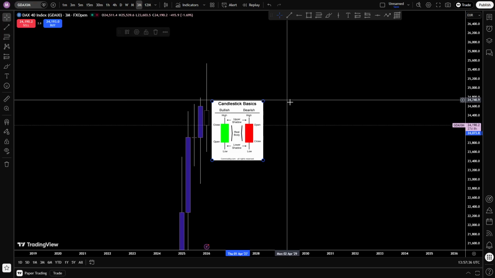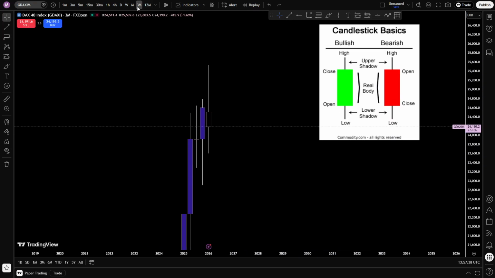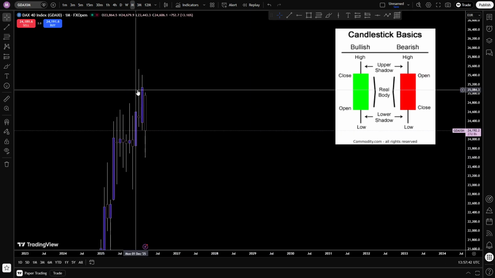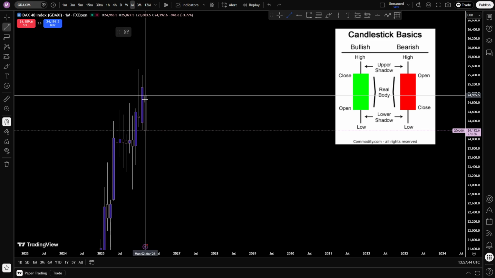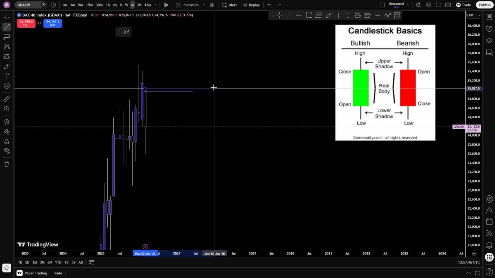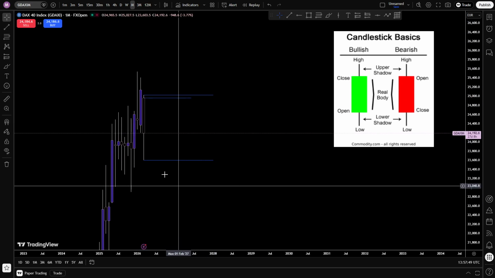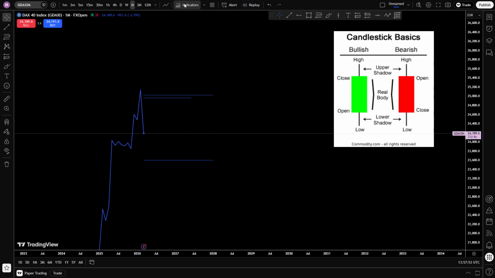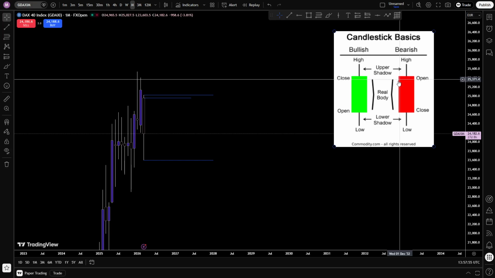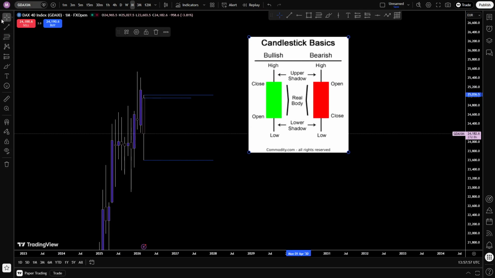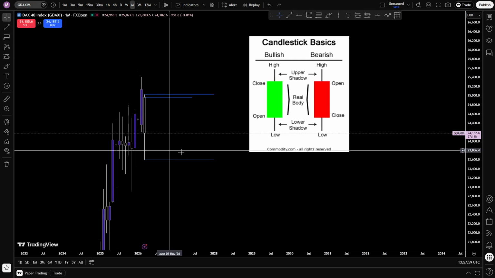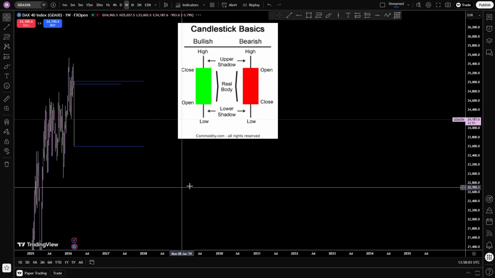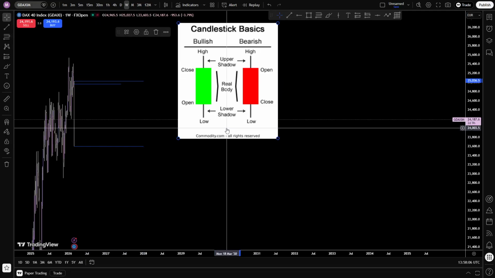For example, right here on this monthly candle, we can see where we opened, where the highest point was, where the lowest point was, and where it closed, rather than just one line. So you're getting 4 data points as opposed to 1. And my candlesticks are black and purple rather than green and red, so get used to it.